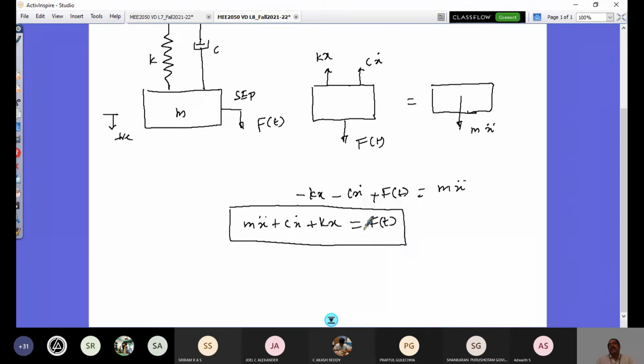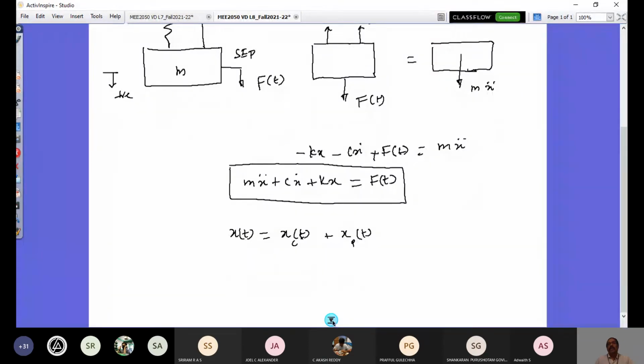So this type of differential equation has a response of two kinds. One is x c of t, called the transient response or complementary function, plus the steady state response x p of t. Sometimes it is called the particular integral. So this is what is called the transient response, and this is what is called the steady state response. Both will be solutions of this.